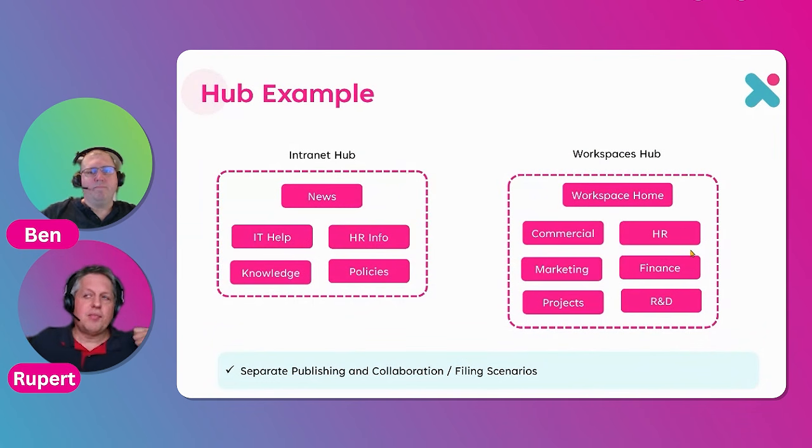Now, the last point that we talked about was how you group sites together in terms of hubs and the reasons why you do that. Some of the reasons were around branding, but the really big one was around search. So in an intranet hub, I expect to find information which has been approved, trusted, I can rely on. A workspaces hub is places where I can find work in progress. And generally in workspaces hubs, I probably have access to a subset of those sites. I'm not going to have access to everything.